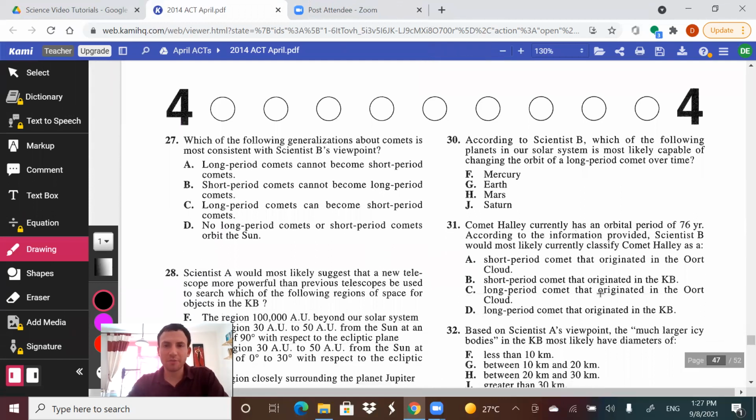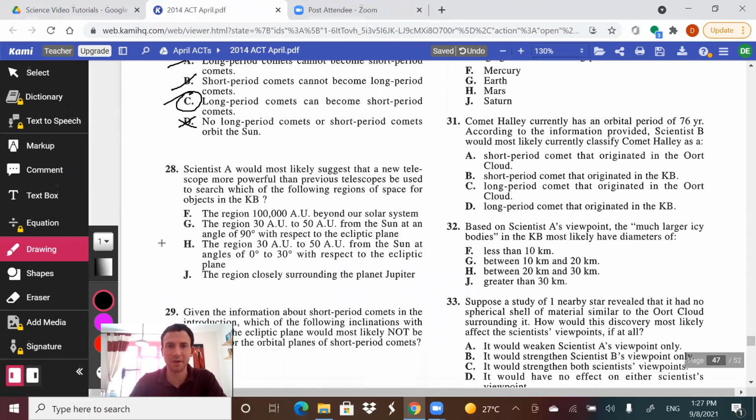Which of the following generalizations about comets is most consistent with scientist B's viewpoint? Long period comets cannot become short period comets. No, he says quite the opposite. In the first sentence, he said his viewpoint is opposite. Short period comets cannot become long period comets. Never really talks about that. Long period comets can become short period comets. Yes, that's what his hypothesis is. No long period comets or short period comets orbit the sun. That's just ludicrous. So we're not even going to think about D there.